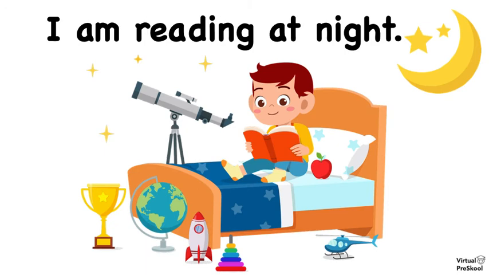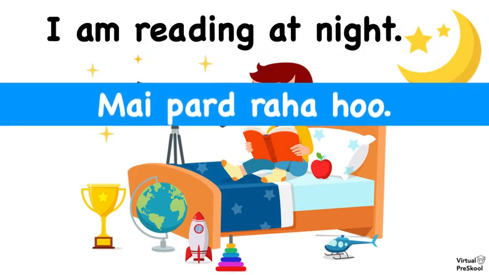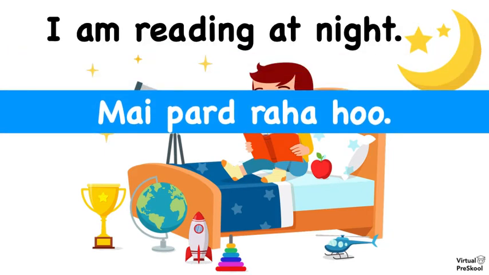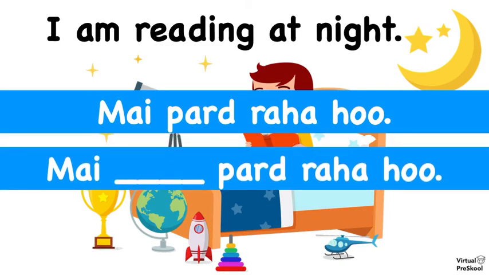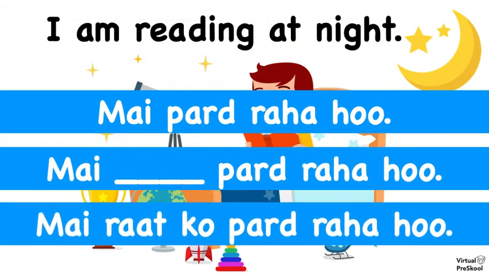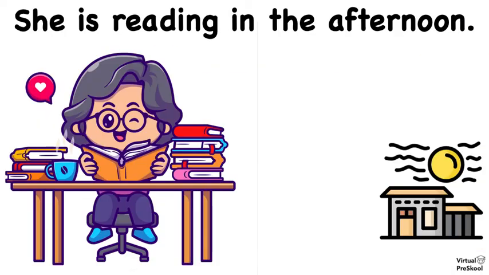Same sentence for a boy. First conjugate, I am reading. मैं पढ़ रहा हूँ. All right, and we know that at night is रात को. And so we need to add that into our sentence in the blank line. मैं रात को पढ़ रहा हूँ.